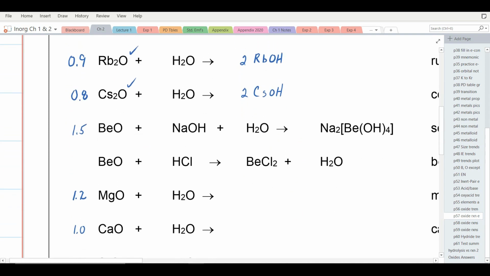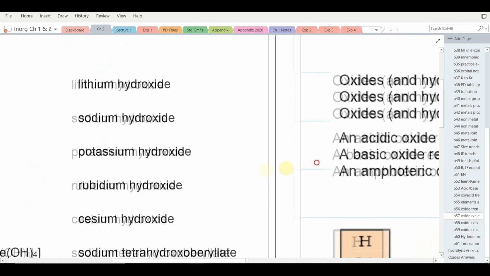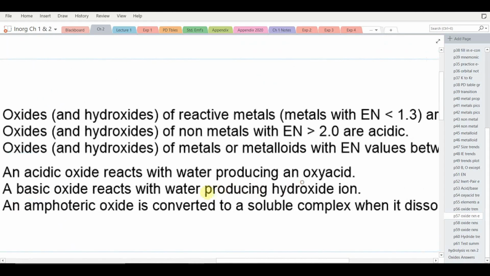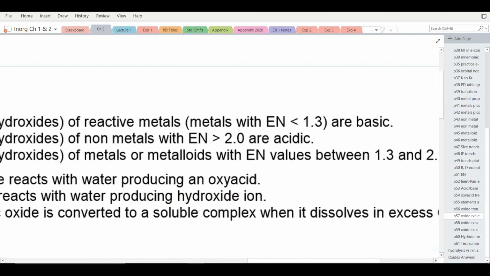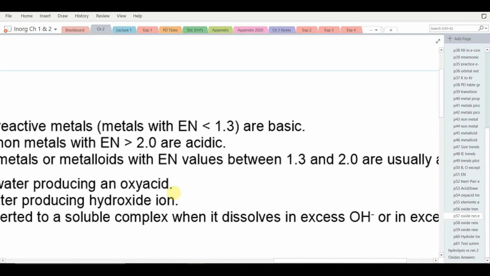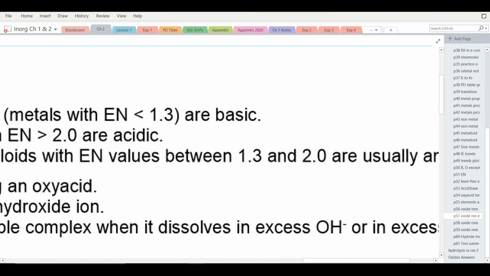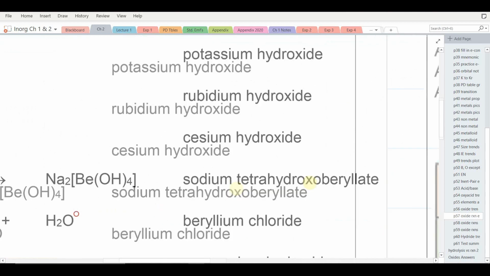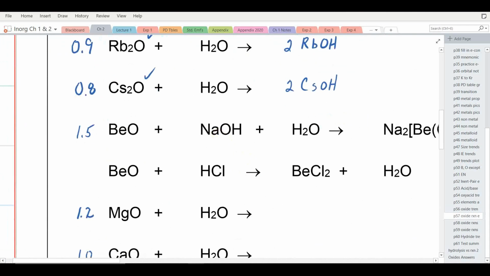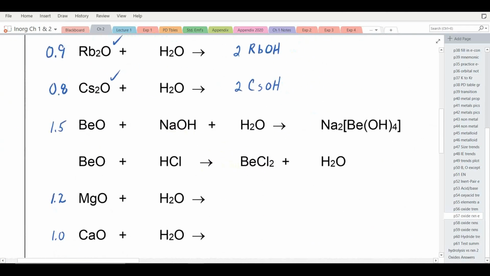The top of the list is beryllium. Now beryllium, let's go back here and take a look. Its electronegativity is not less than 1.3. In fact, it's between 1.3 and 2.0, and so that's typically amphoteric. In fact, it is. So beryllium oxide is amphoteric. It dissolves in base and dissolves in acid.